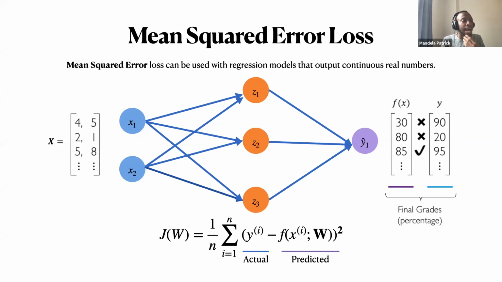So yi is the actual value, and f(x) is the predicted value. So in this case, say f(x) is 30, that's what the model predicted. The ground truth is 90. So 90 minus 30 is 60, which is the loss for that example. And then for the second example, the model predicted 80, which is f of x. The ground truth y is 20. The difference there is 60, and you square that output, that gives you 3600. And you do that for each example, you add them up and you find the average.